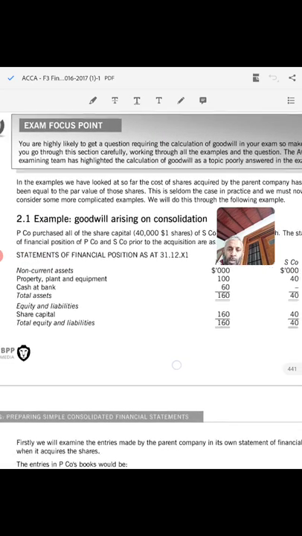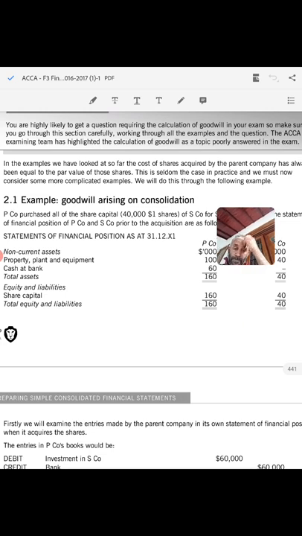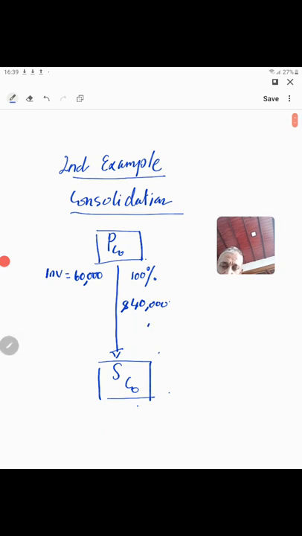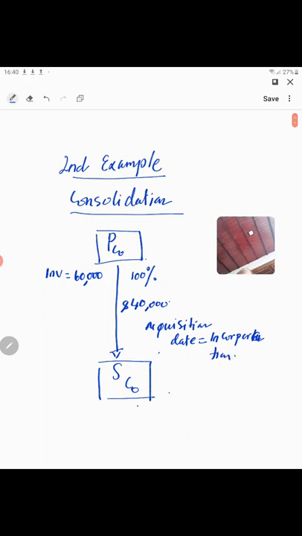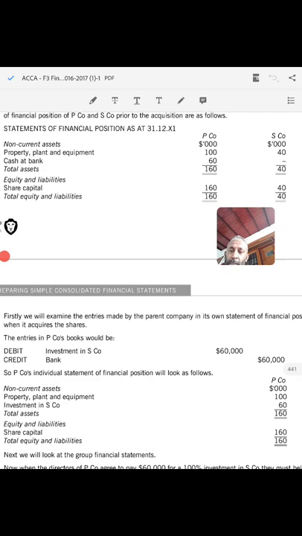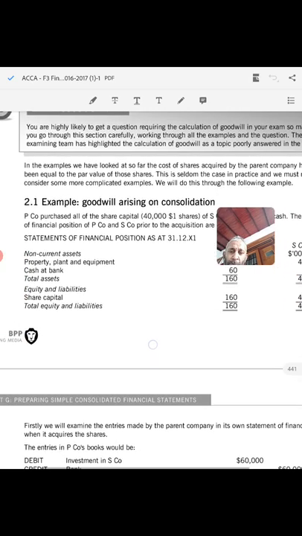So they still don't talk about when the acquisition took place. When the question does not speak about when the acquisition took place, then what you have to do is assume that the subsidiary has been incorporated on the very same day when this acquisition took place. So that assumption has to be clearly stated. Acquisition date is equal to incorporation date. So let's move on further, but they have no other particular information available.